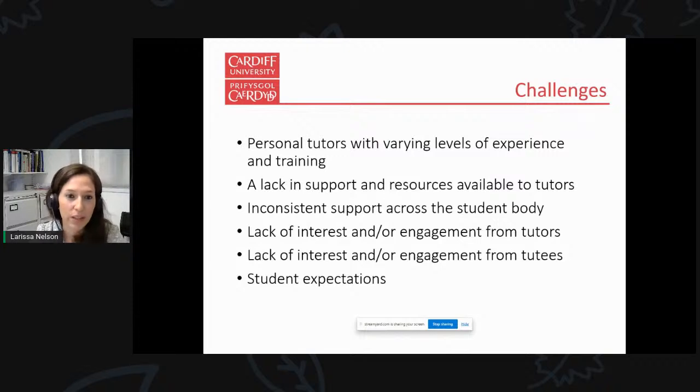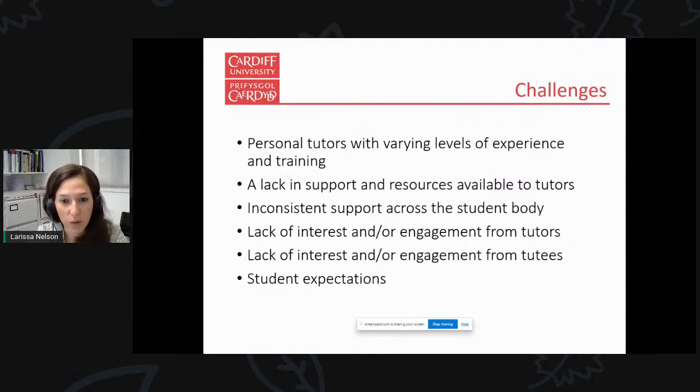In addition to that, we would experience a lack of interest or engagement with the personal tutor system. And that came from both sides, not only the tutees, but also the tutors. So some tutors just didn't reach out or contact their tutees. On the flip side, some tutors would contact their students, but wouldn't get a reply, wouldn't ever have them come to a meeting. So there was this issue of lack of engagement. Sometimes tutees would say, for example, that they would go to their tutor, but their tutor didn't ever know any of the answers to their questions. There was no point.